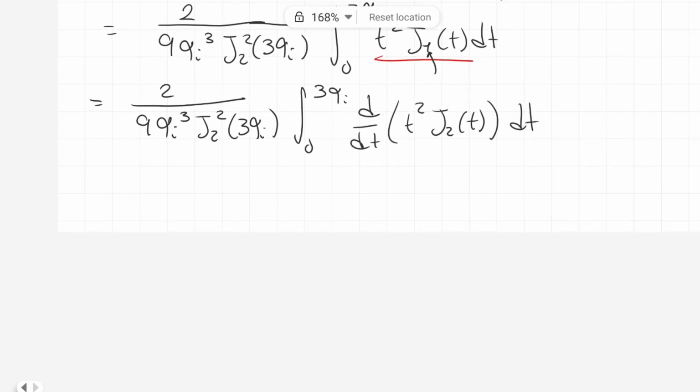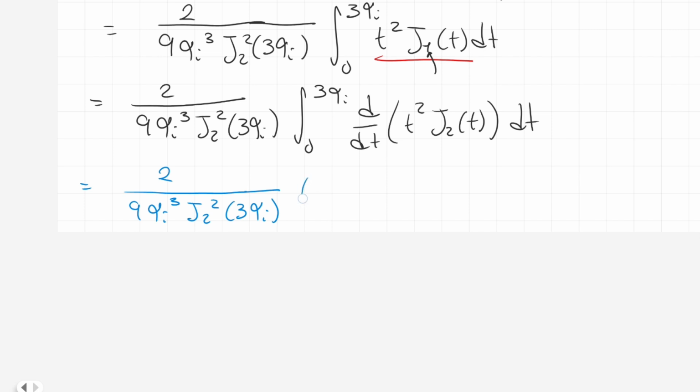Okay, perfect. So using the fundamental theorem of calculus, we are going to see that we just need to eliminate this integral, this derivative, and then evaluate the t at 3 alpha_i. So we are going to get 2 divided by 9 alpha_i cubed J_2 squared 3 alpha_i times 3 alpha_i squared, and then J_2 evaluated at 3 alpha_i.